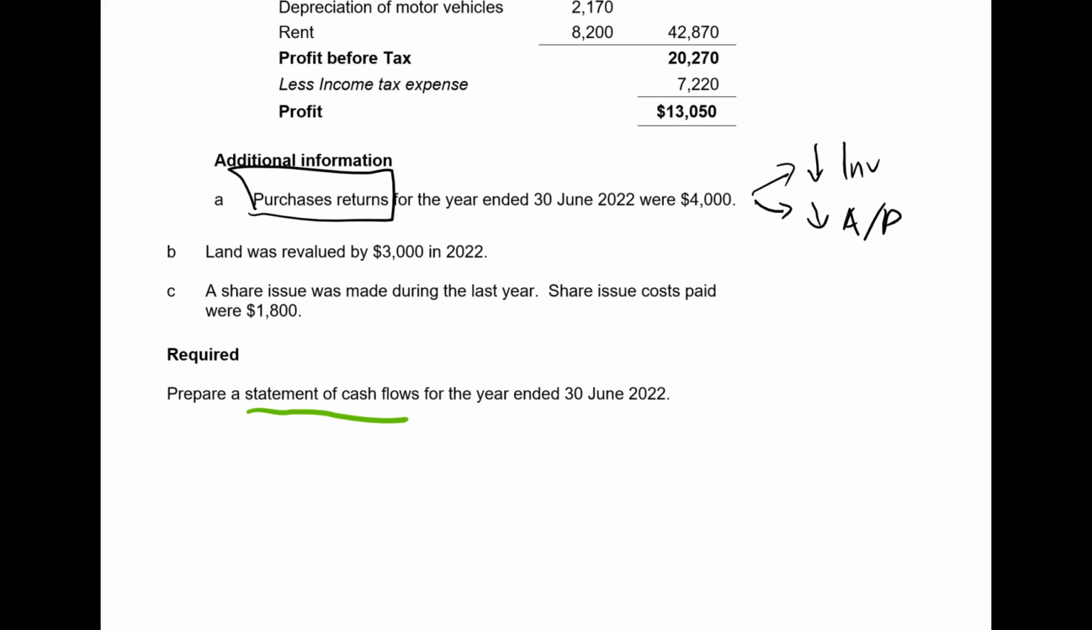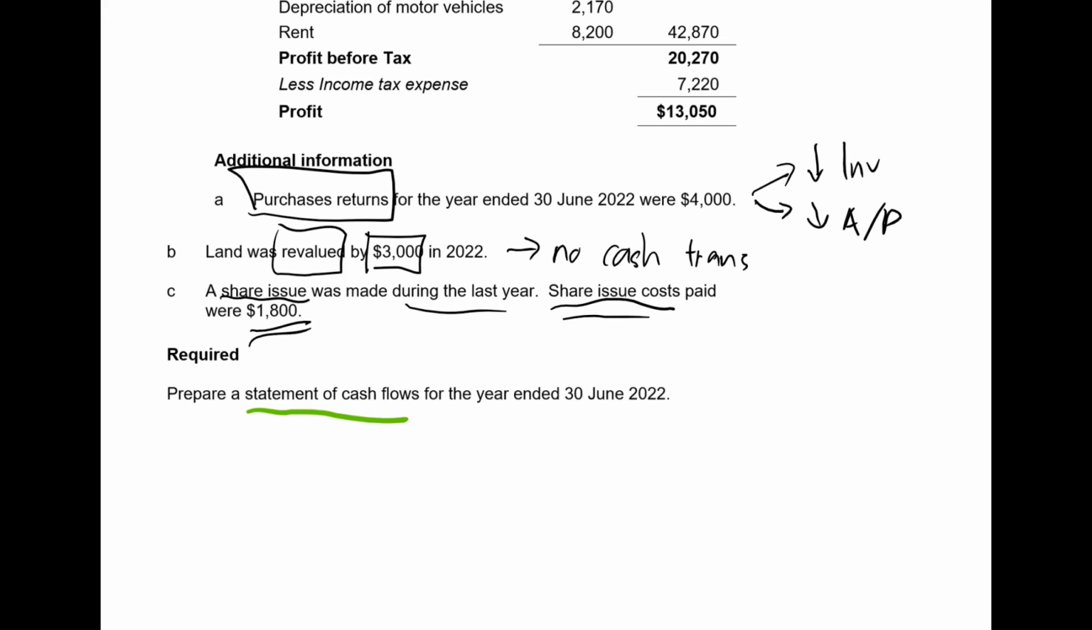Next will be land revaluation. Your land was revalued by 3,000, but whenever you revalue your land, there's no cash transaction. So you don't need to record it in your SOCF. Then a bonus share issue: a share issue was made during the year, and the share issue cost paid is 1,008. This issuance of shares, we are going to record in financing activities. So when we are doing our financing activities, we shall include this in.